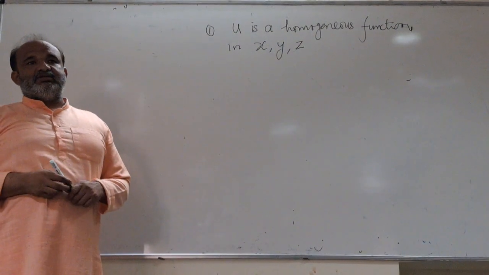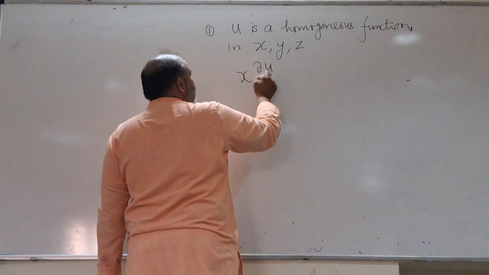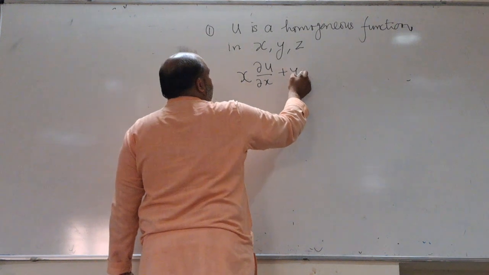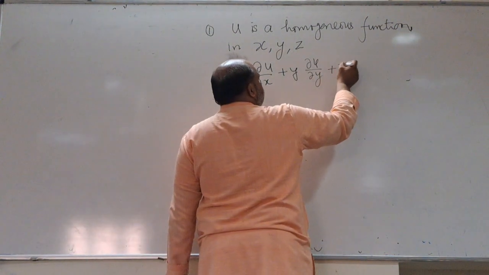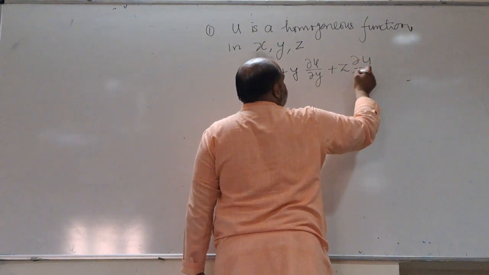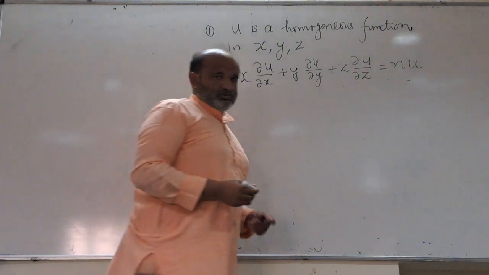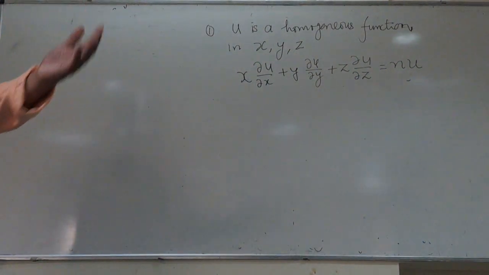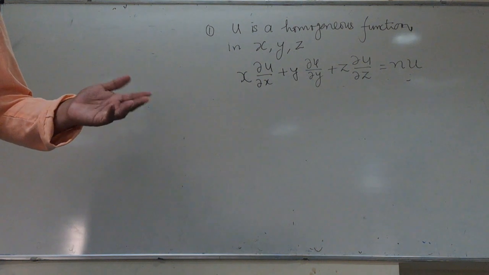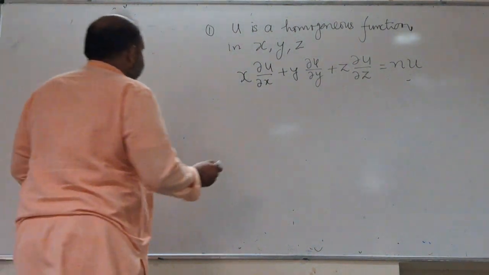Then Euler's theorem says in this case that x ∂u/∂x plus y ∂u/∂y plus z ∂u/∂z will be equal to nu. And the proof I am leaving to all of you. You can easily go in the similar fashion as we did for 2 variables. Here, another result that we may derive.